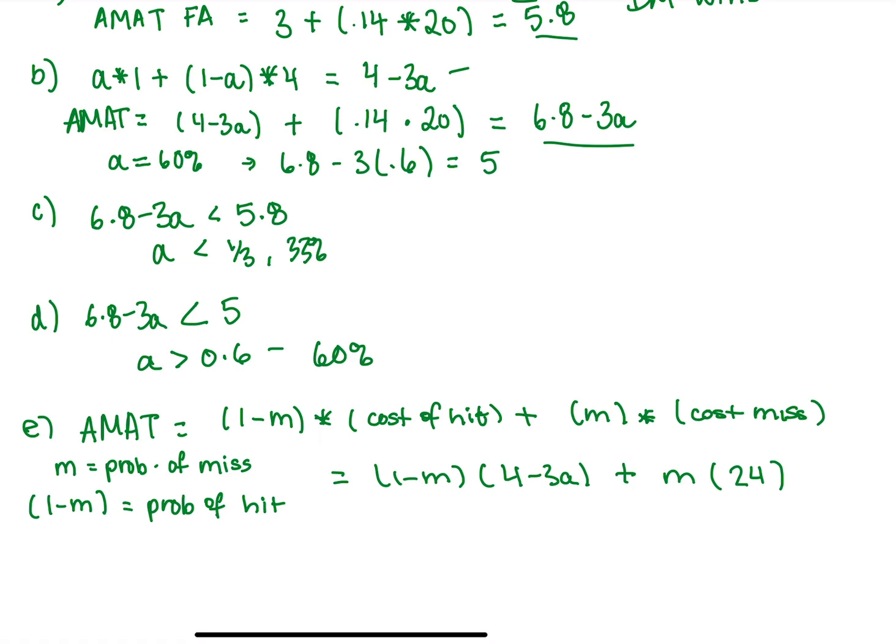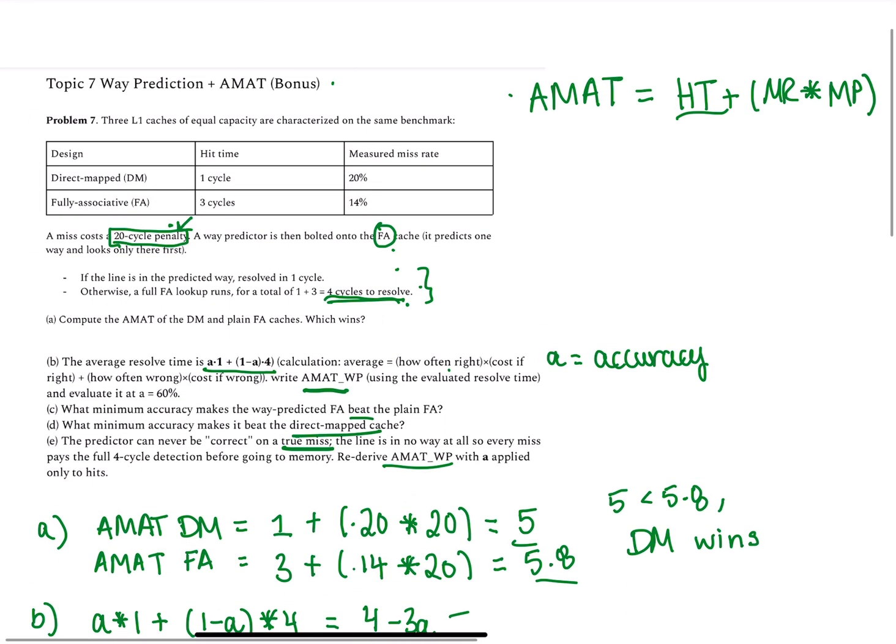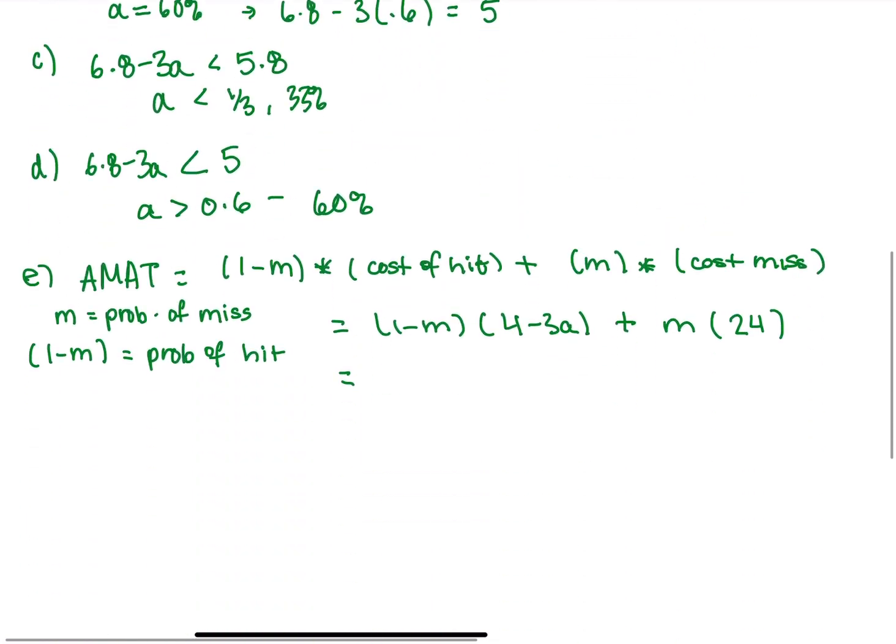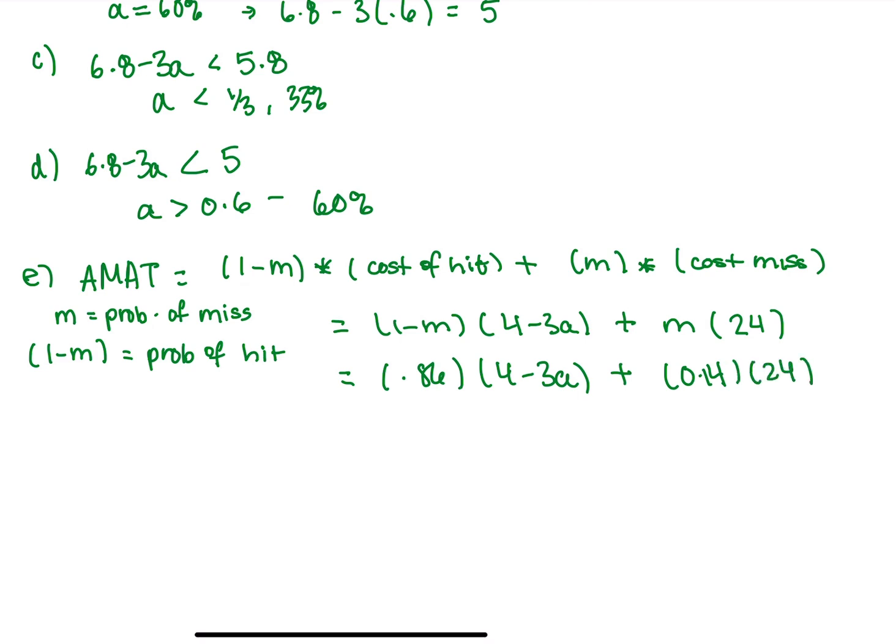And so what is the probability of a hit? Well, we have a miss rate of 14% for fully associative, so that would be 0.86 for that, times (4 minus 3A) plus 0.14, this is straight from the table, times 24, and we get 6.8 minus 2.58A. So this is our new AMAT.